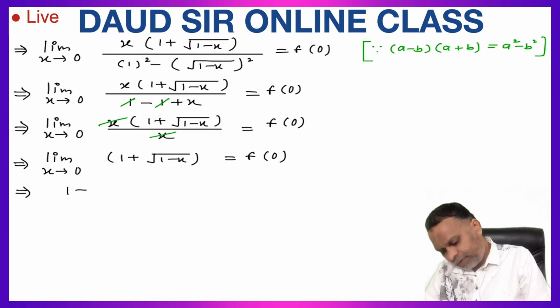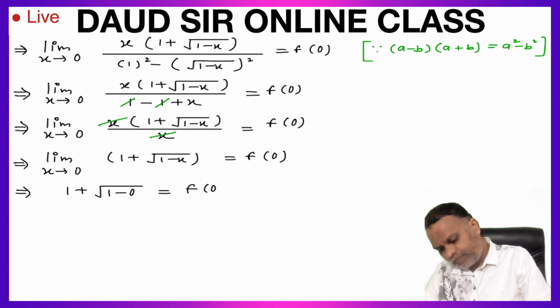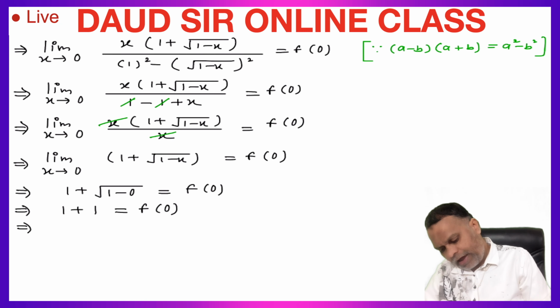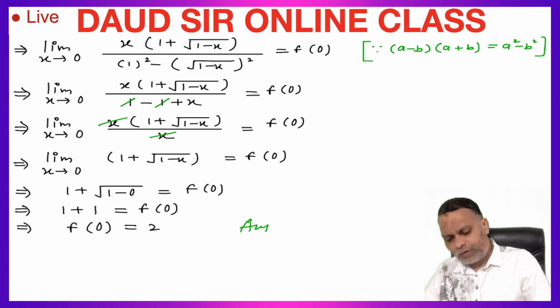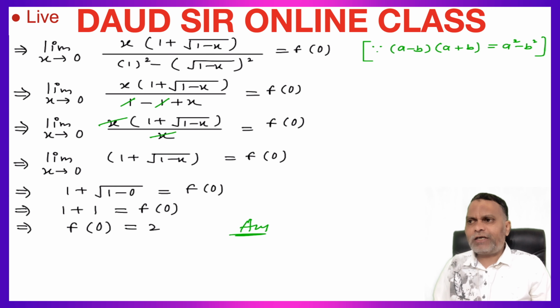So which implies 1 plus under root 1 minus 0 is equal to f of 0, which implies 1 plus under root 1 is equal to f of 0. So f of 0 is equal to 2. This is the required value of f of 0 for which the function is continuous at x is equal to 0.